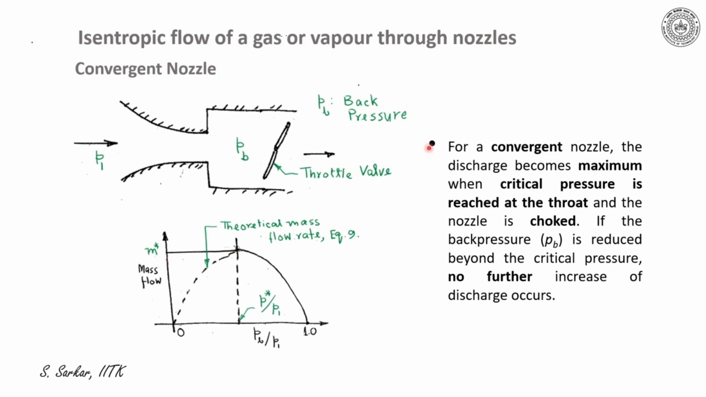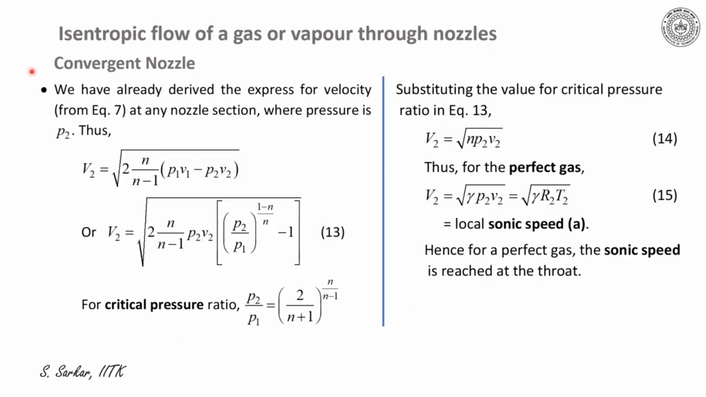So this I have summarized here. I have indicated that for a convergent nozzle, the discharge becomes maximum when the critical pressure is reached at the throat and the nozzle is choked. If the back pressure is reduced beyond the critical pressure, no further increase of discharge occurs. I'll continue with a convergent nozzle.